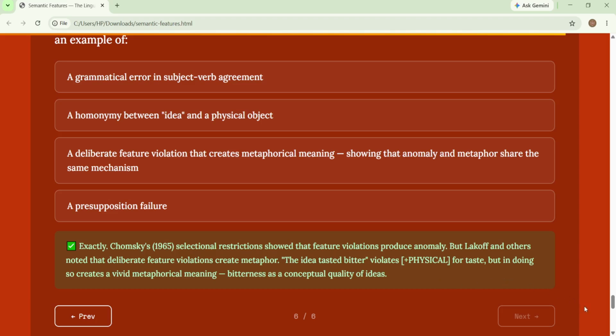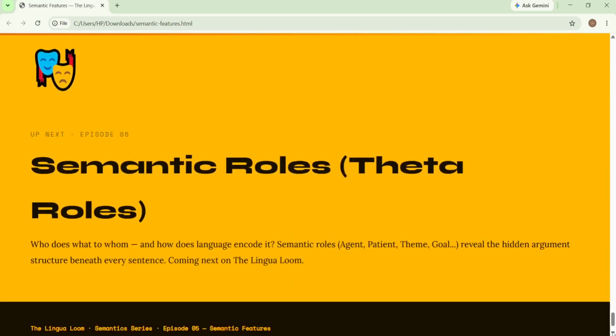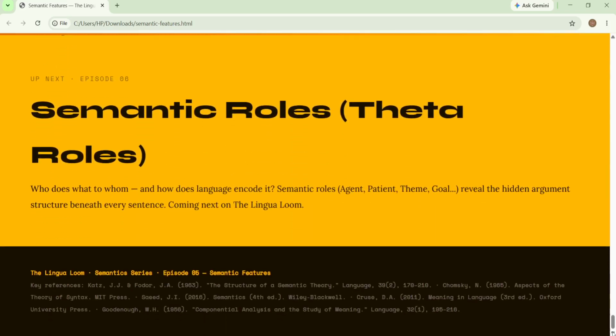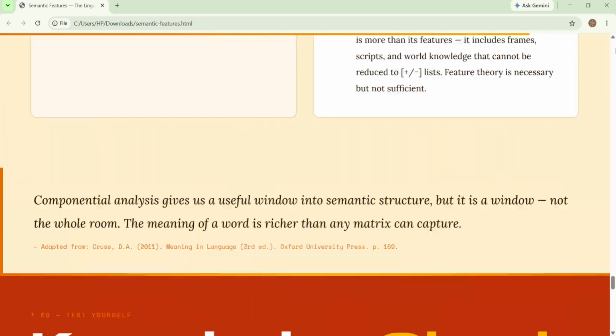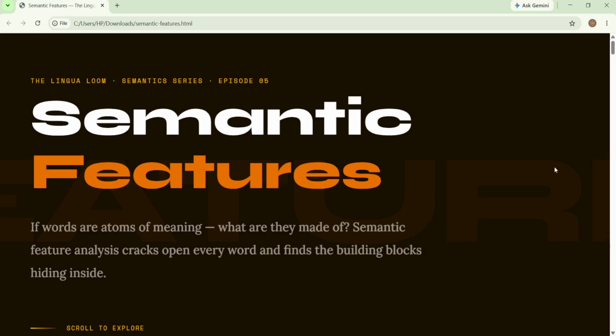So this is how features are discussed. We'll be discussing the next thematic roles. That's it for today. Let's scroll up. So I hope you understand it.